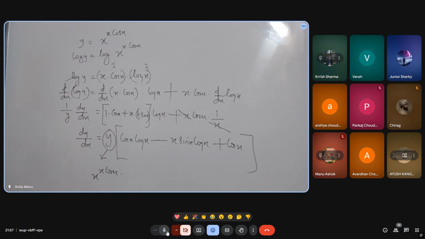Getting or not? Clear or not, all of you? Last, don't forget this one, okay? Otherwise, you may lose half a mark. So instead of y, give the given function, x raised to x cos x. Right. Next question.